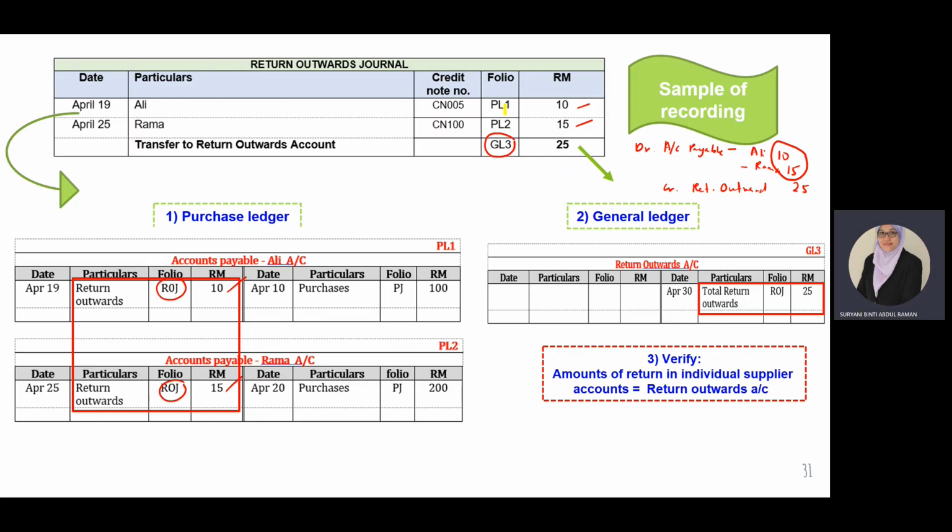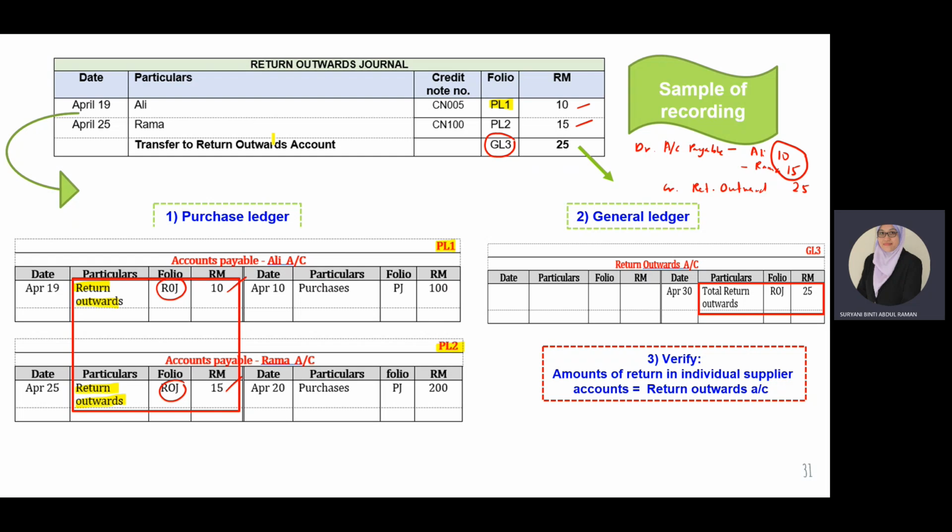So you can see this is how we cross-check. Since we have already opened Ali's account as PL1, you just maintain the code and update the transaction. As you can see in the previous transaction, April 10, we recorded the transaction related to purchase. This is the first transaction that we recorded before. When it comes to return outward, we just have to update the transaction in the same account. Similar to Rama, we already opened PL2 before, where we recorded the amount of purchase made. And for the return outward transaction, we just have to update the same account as follows.